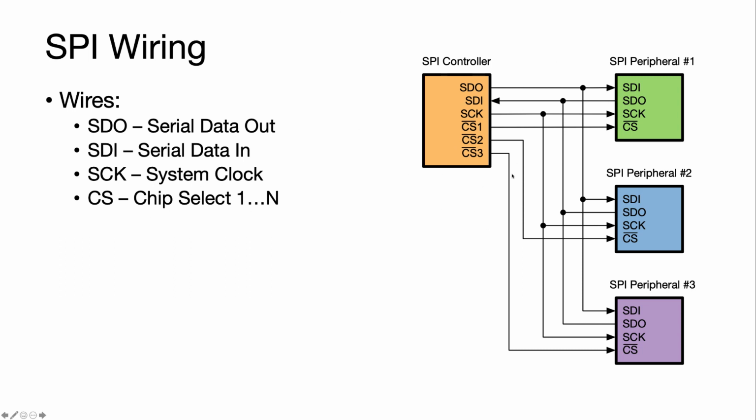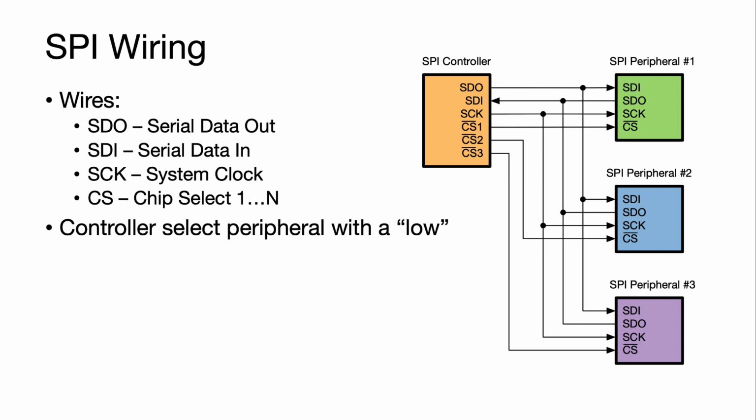What's different is the one signal that's not shared is chip select. This is a line that is unique to each peripheral, so this is equivalent to PSEL from the APB bus. When a controller wants to select a peripheral, it sets the chip select line low. Here it's indicated with a bar on top. That's the standard terminology, but sometimes you don't see it, so it's always good to look at the data sheet to make sure. Again, the controller generates the clock, so it's a distributed clock.